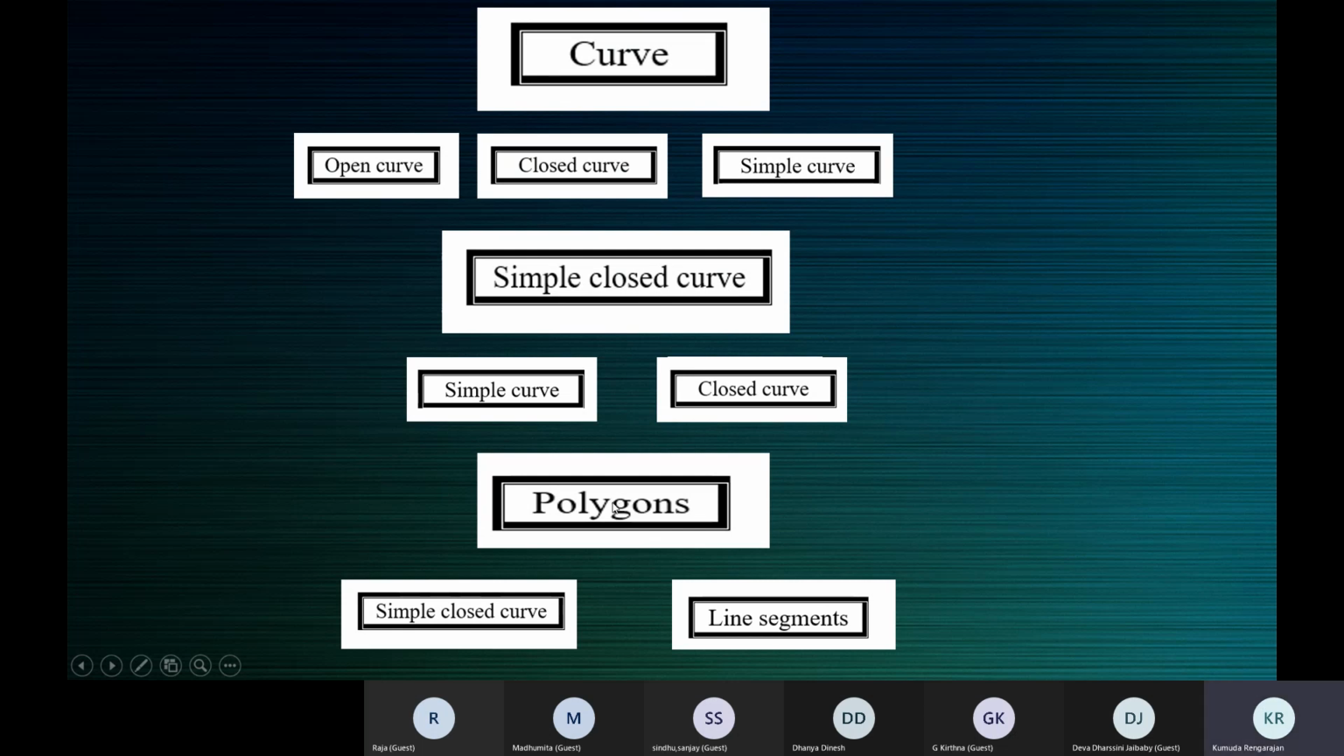What are polygons? A polygon is a simple closed curve made up of only line segments.